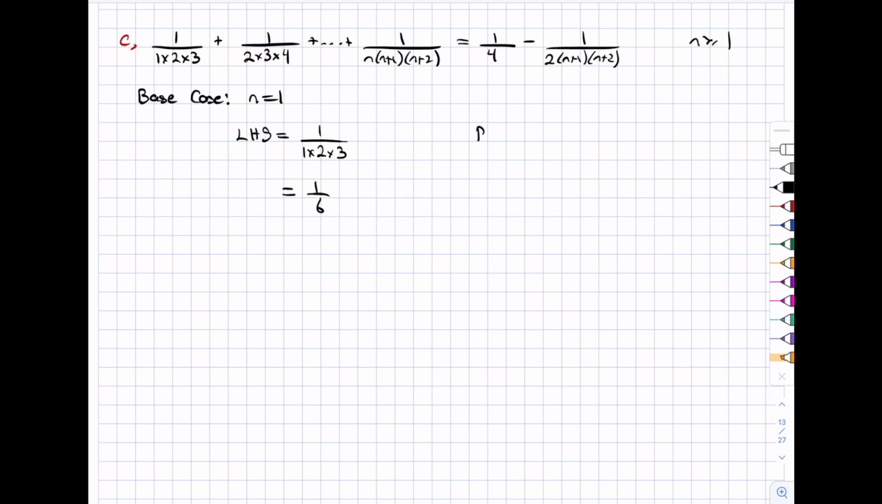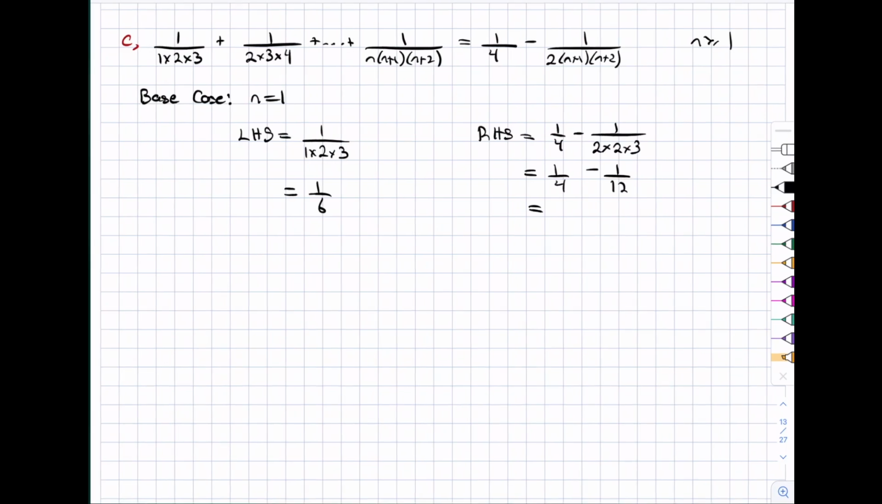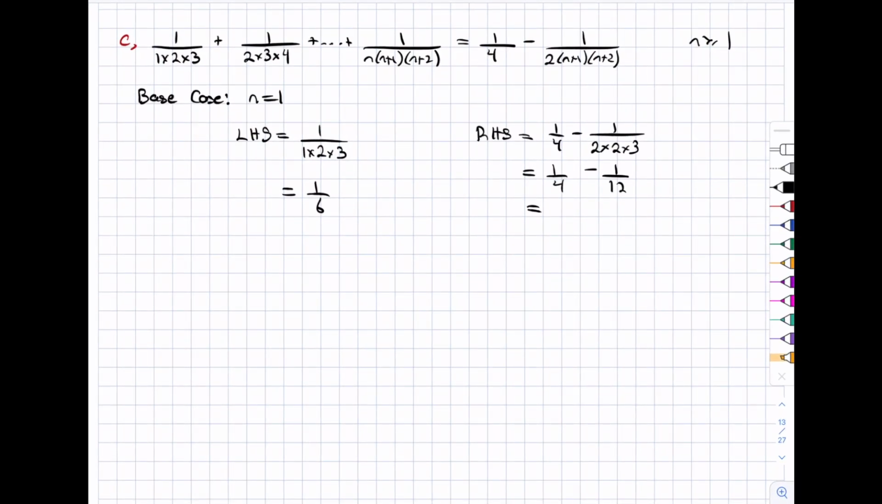And then I do the same for the right-hand side. I sub in n equal to 1. I get a quarter minus 1 over 2 times 2 times 3. That's a quarter minus 1 on 12. This is, let's see, 3 on 12 minus a 12th, which is 2 on 12, which is 1 on 6. Okay, and so therefore the right-hand side is equal to the left-hand side, and so our base case is true.